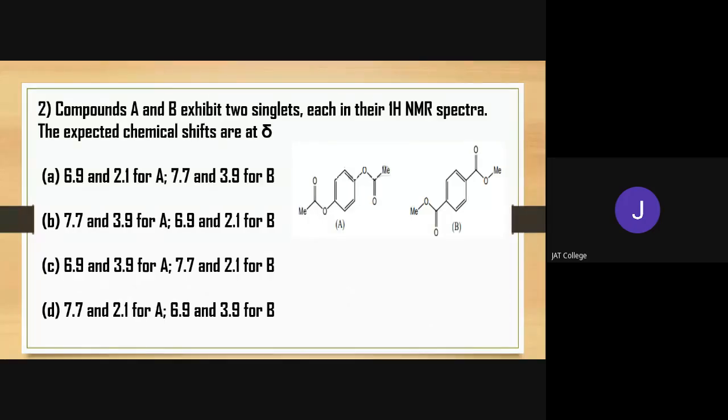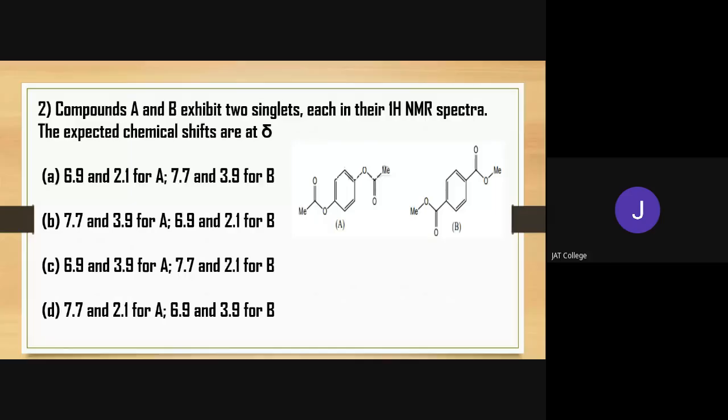Okay, B option has the CH3 attached to oxygen, and if CH3 is attached to oxygen, then the delta value extends from 3.6 to 3.9. That means B compound has the delta value of 3.9, not A compound. So, in which options does B compound have 3.9 delta value? A and D. So, our correct answer is from A and D. Other two options B and C are useless.